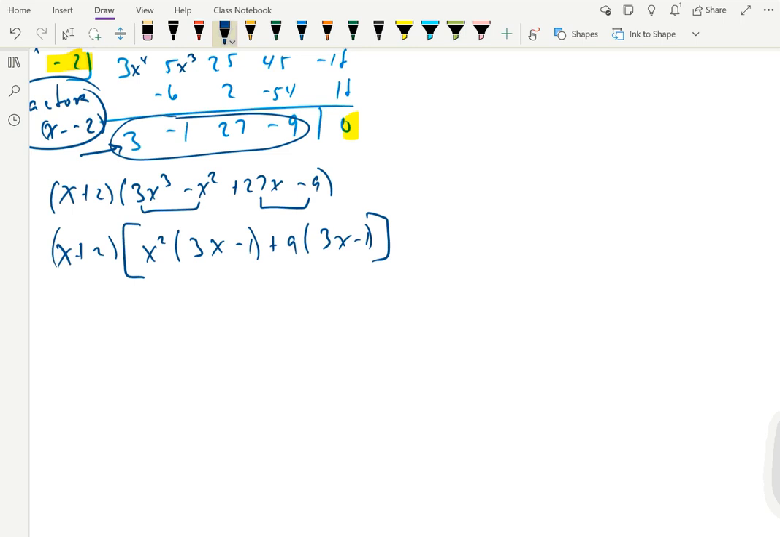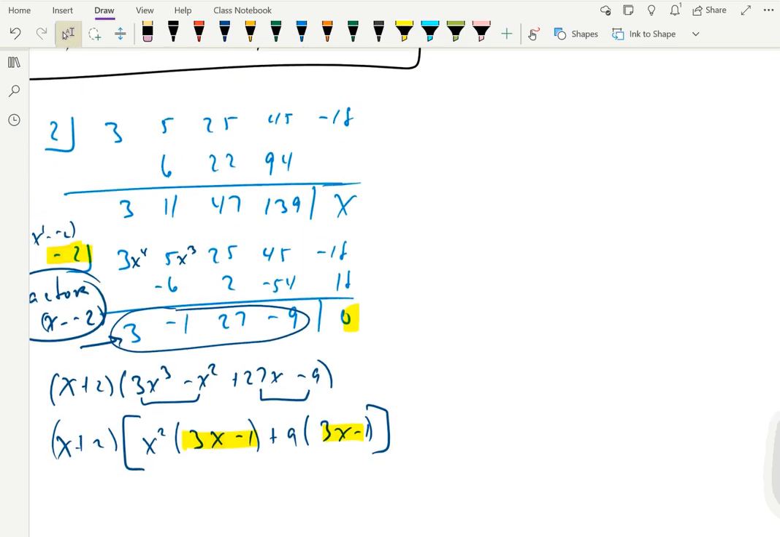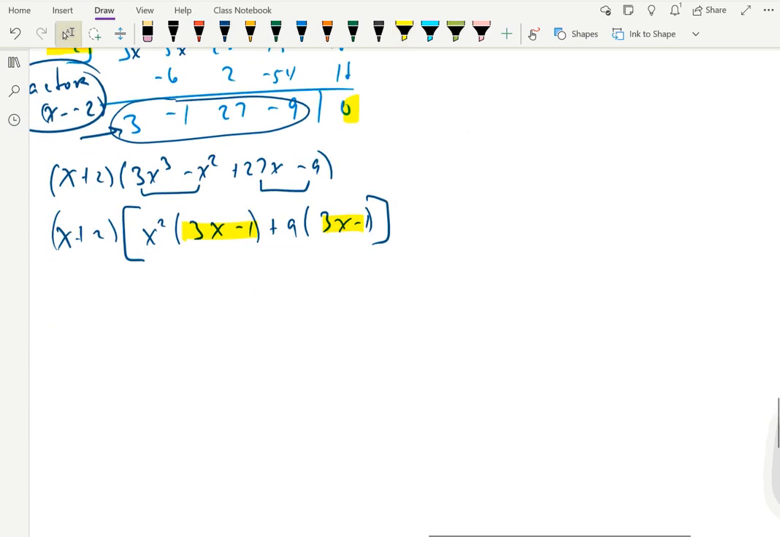When I do factor by grouping, if what's inside these parentheses is the same, then I can finish this out and it will factor by grouping. If it did not factor by grouping, then I would have to go back to this synthetic division technique and keep on going by brute force until I could find something else that worked. So I still have the x plus 2 out front. Then I have the 3x minus 1. If I take the 3x minus 1 out, I'm left with an x squared from this first group, and a plus 9 from the second group.